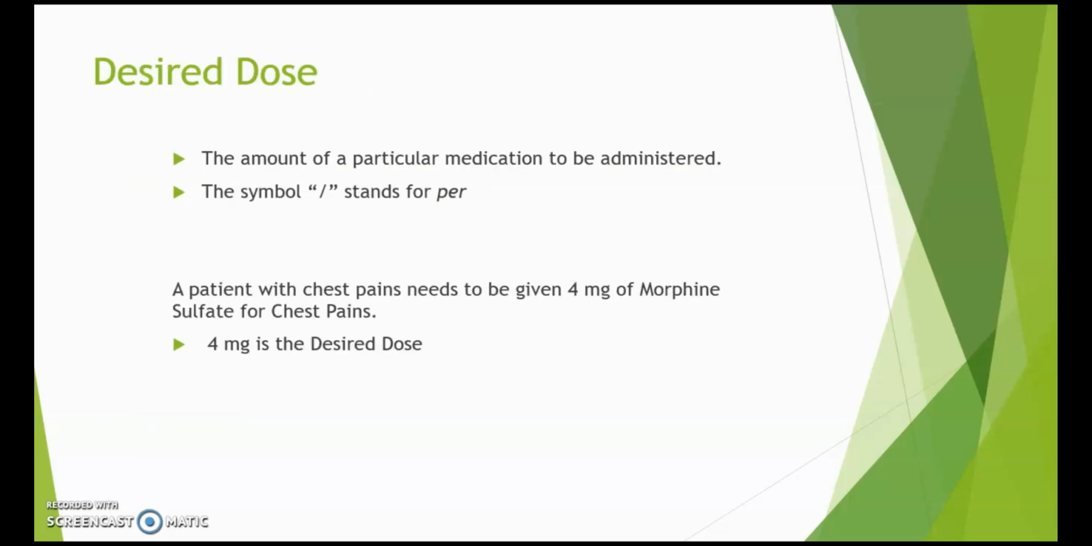Desired dose: the amount of a particular medication to be administered. This is a basic description, a basic meaning of the word. The symbol with the dash stands for "per", or "per" in Latin. A patient with chest pain needs to be given 4 mg of morphine sulfate for chest pains. So 4 mg in this example is the desired dose.